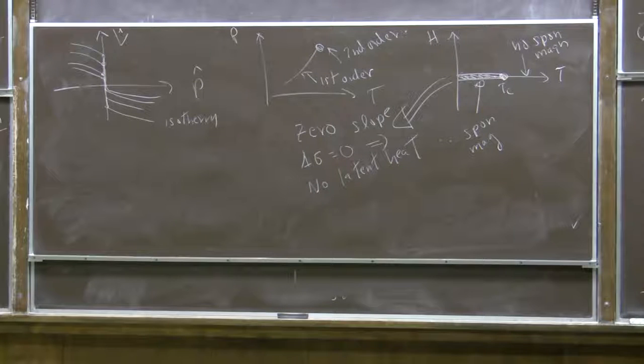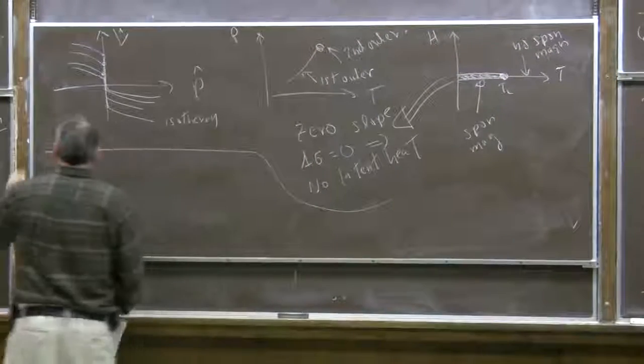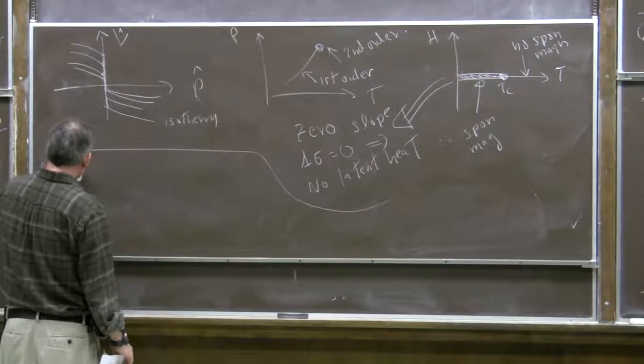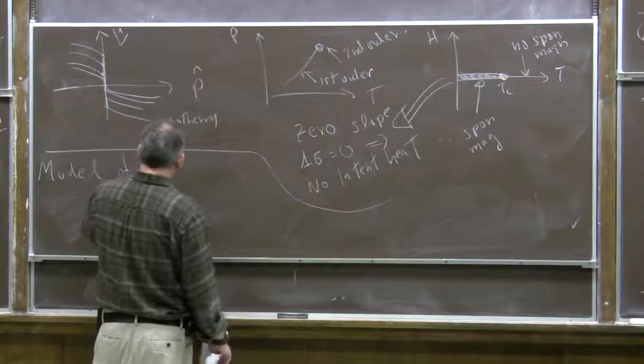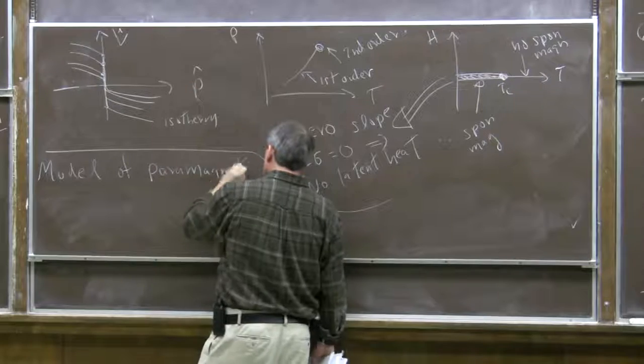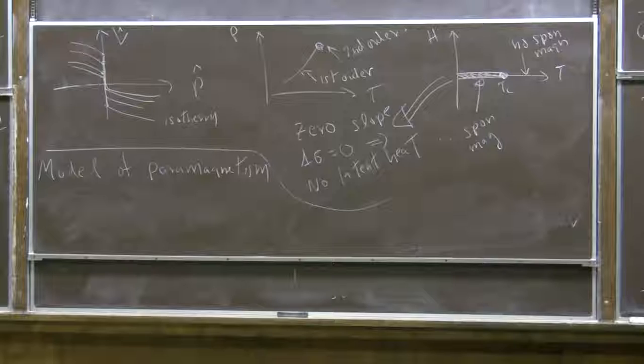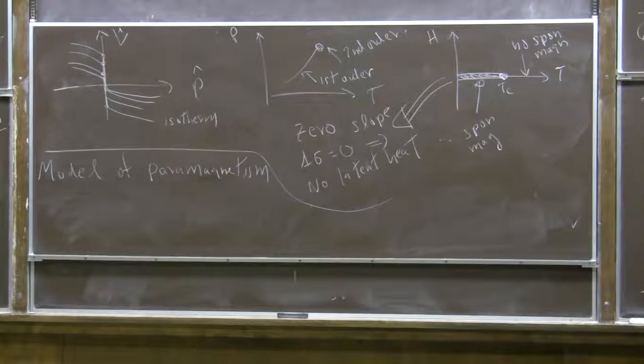Okay. So we'd like to come up with a model kind of analogous to the van der Waals model for describing the ferromagnetic transition and what happens at the critical point. So first, let's try to understand paramagnetism. Our model of paramagnetism is we don't consider the spins to interact with one another at all. Each one of the spins interacts independently with the applied field.